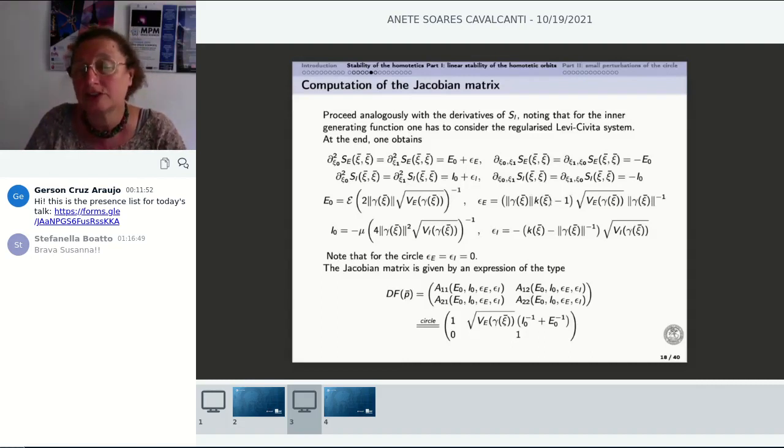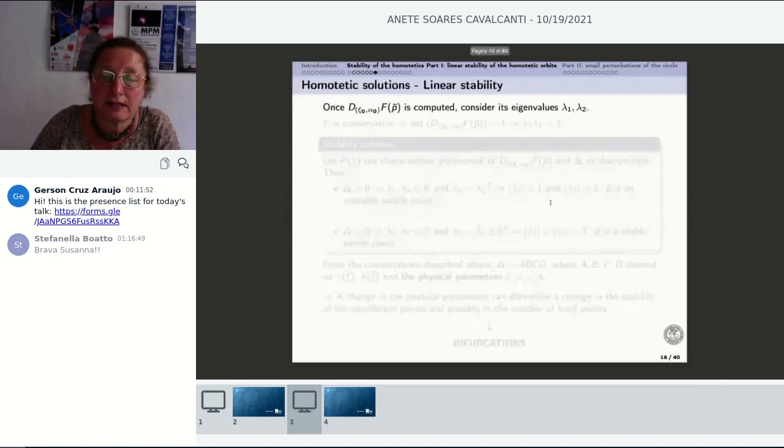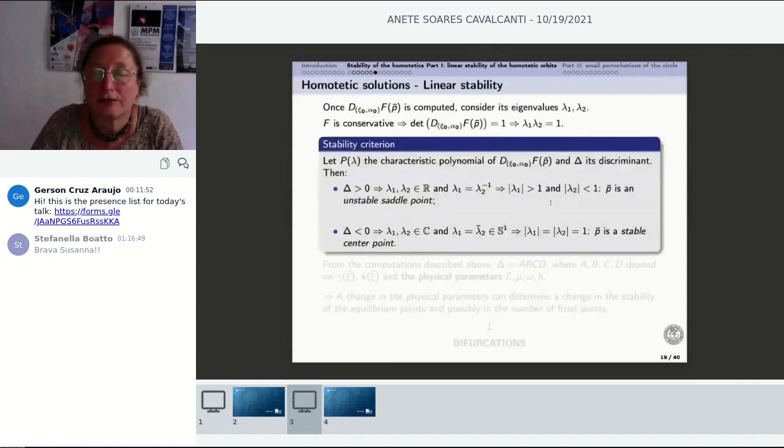And the role of the curvatures at the boundary, of the configuration at the boundary, will be very important in discussing the stability of the homothetic solution. Okay, then what we do, well, conceptually is very easy. We study the linear stability of these periodic points of the maps, and we know that when we compute the Jacobian and look at the eigenvalues, we will have an unstable saddle point where the discrete characteristic polynomial discriminant is positive, and a stable center point in a linearized way when the discriminant is negative.